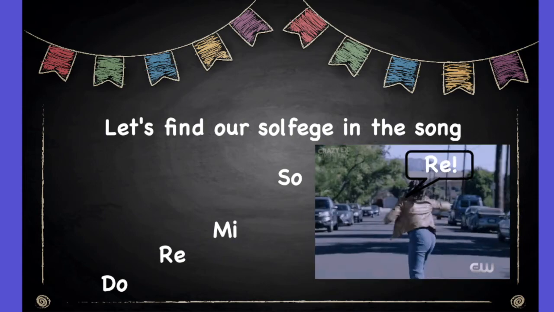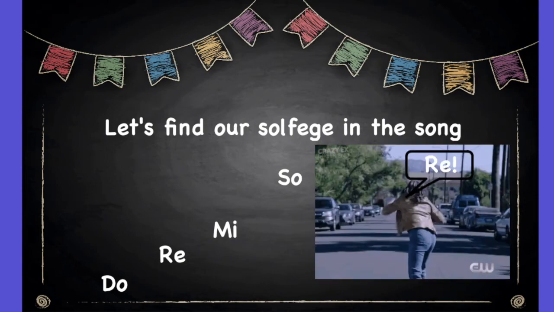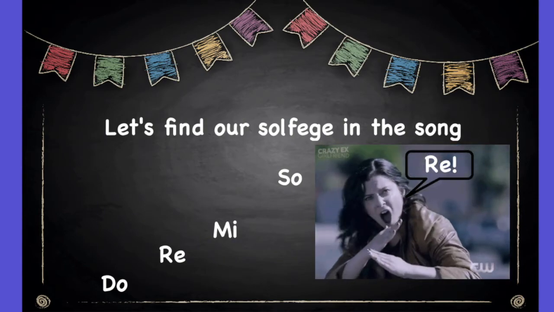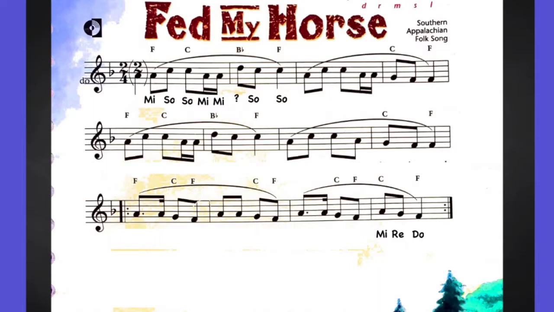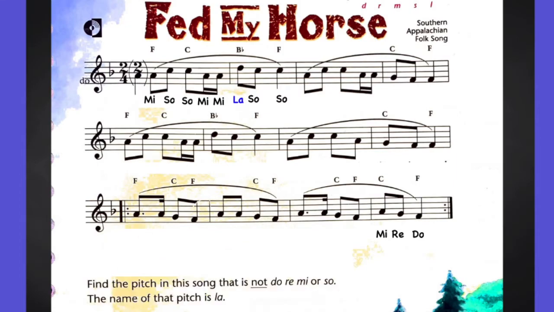So let's go ahead and find our solfege in the song. We're looking for those notes, do, re, mi, and so. Here we go. We have mi, so, mi, and we have mi, re, do down here. But what about this note right here? We've got this weird note above so. Well, if you remember back, the note that is above so is la. So we have mi, so, mi, la, so.